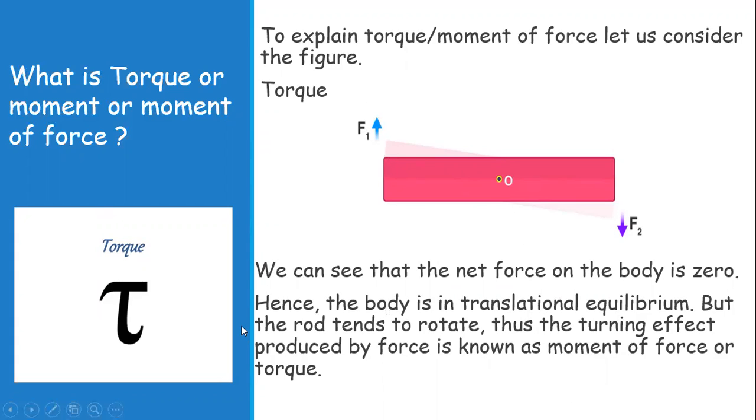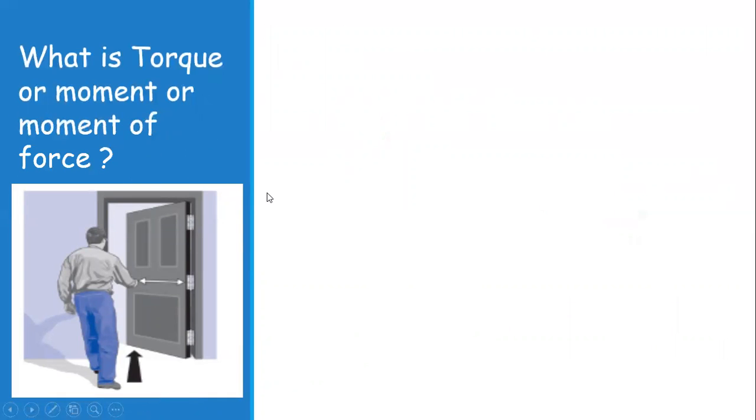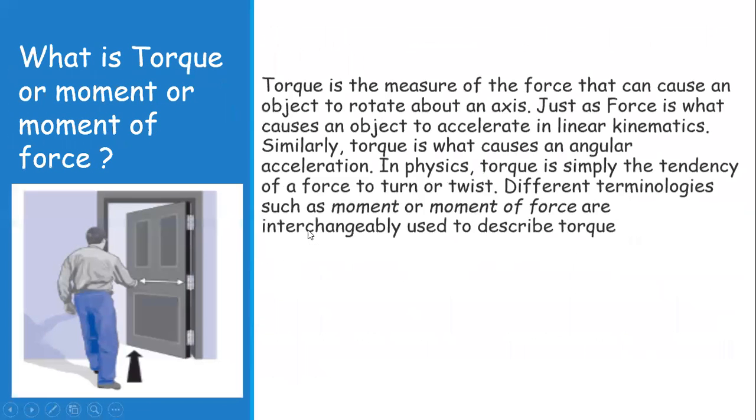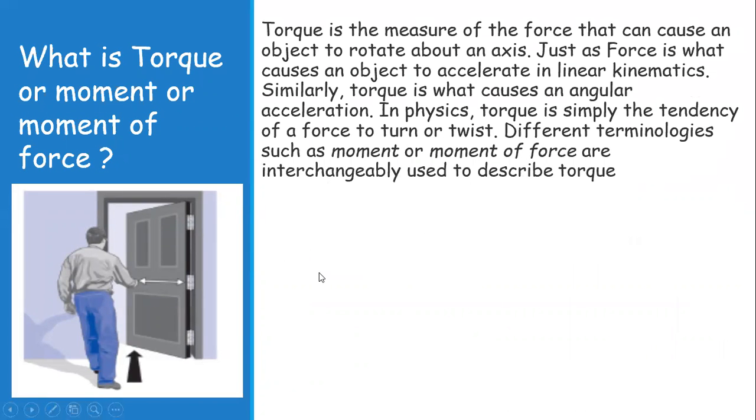Since the body is rotating, this turning effect produced by the force is called moment of force or torque. This is the symbol that we use for writing the mathematical expression. We use this symbol for moment of force or torque. Now we are going to discuss what torque or moment of force is. Torque is a measure of force that can cause an object to rotate about its axis. Just like a door handle, you rotate the door on its hinges. That force is called the torque.